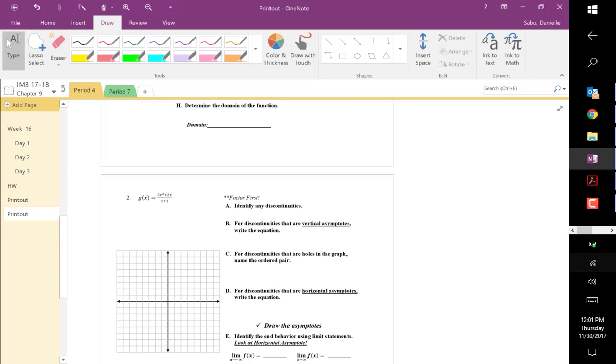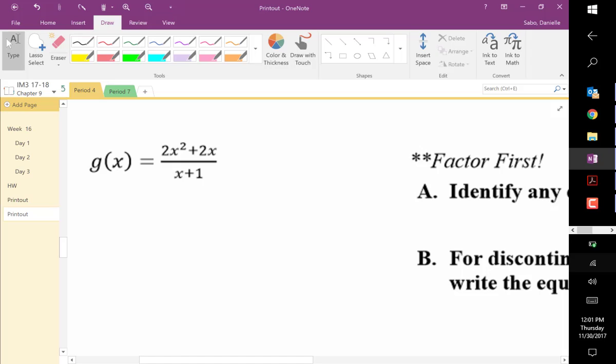This one, I want to start it with you. It says factor first. What would I have to do at the top? What can I take out of both of them? 2, very good, and an x. Good, you guys did really good with that. Then remember you ask yourself, 2x squared divided by 2x is 1 what? 1x. And then when you do 2x divided by 2x, you just get 1. Now look at what happened. Look what you just created. What did you just create when you factored? A hole.